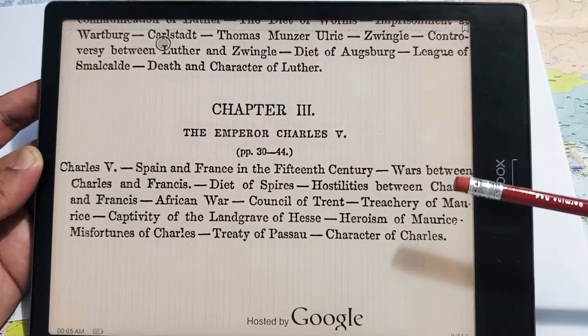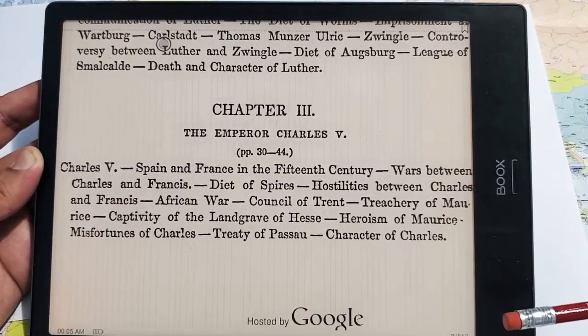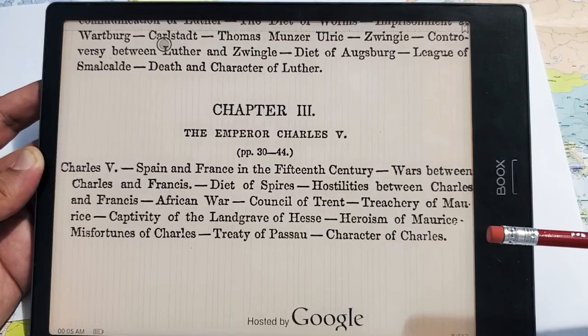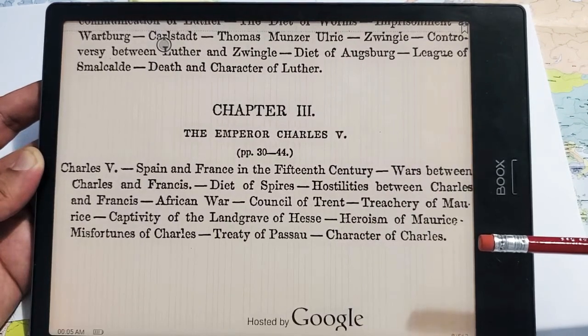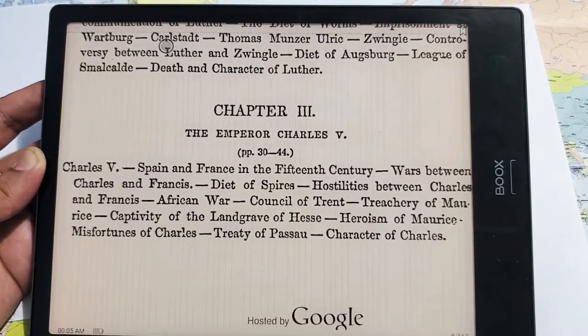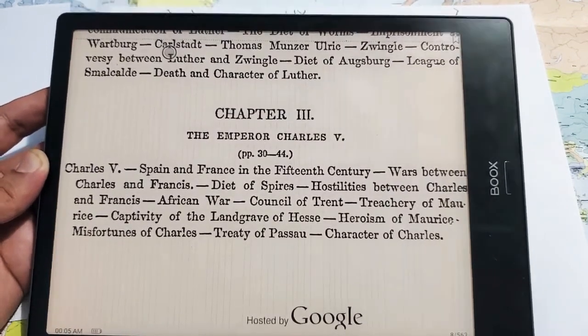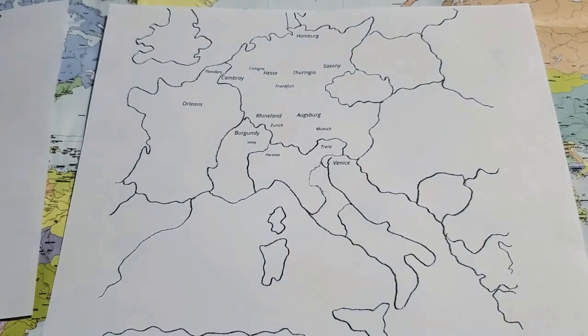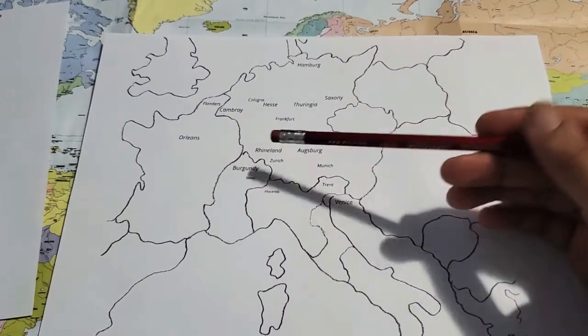Finally, the Council of Trent is held to combat the Lutheran heresy. And then you have the character of Charles, and there's a lot of plot twists. So this is very useful for understanding this part of church history. And this is the Holy Roman Empire.